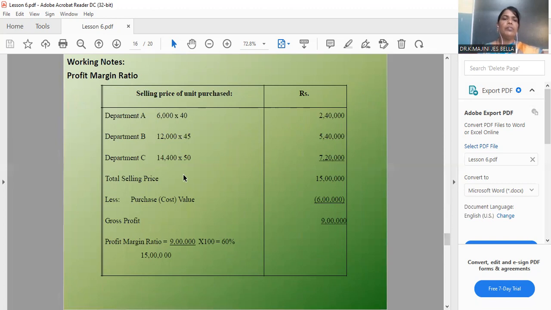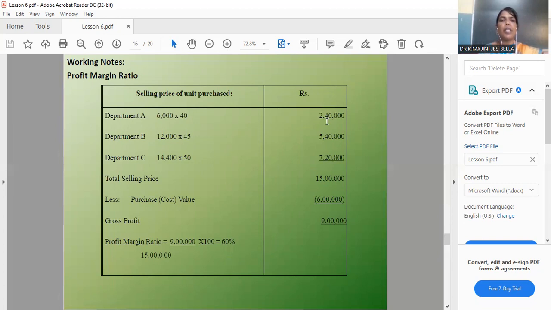Okay, so department A 6,000 units sales into 40, 2,40,000. Department B 12,000 into 45, you will get 5,40,000. Then department C 14,400 into 50, you will get 7,20,000. Total selling price how much? 15 lakhs, right? Just total it for all the three departments, you will get 15 lakhs.